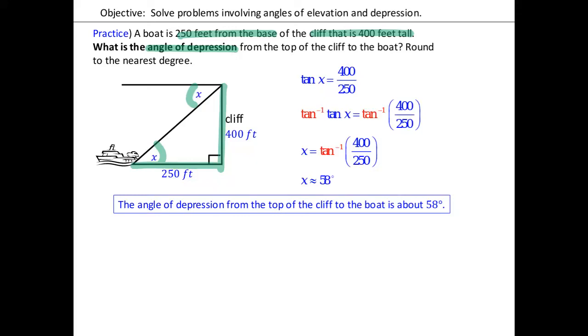This one you ended up having to use tangent. We have the opposite and adjacent side. That's TOA. We don't have a hypotenuse side, so we can't use sine or cosine. So we get tangent of x is 400 over 250. Take the inverse of both sides. So tangent inverse of 400 divided by 250 gets us 58 degrees. And then don't forget to write your sentence.